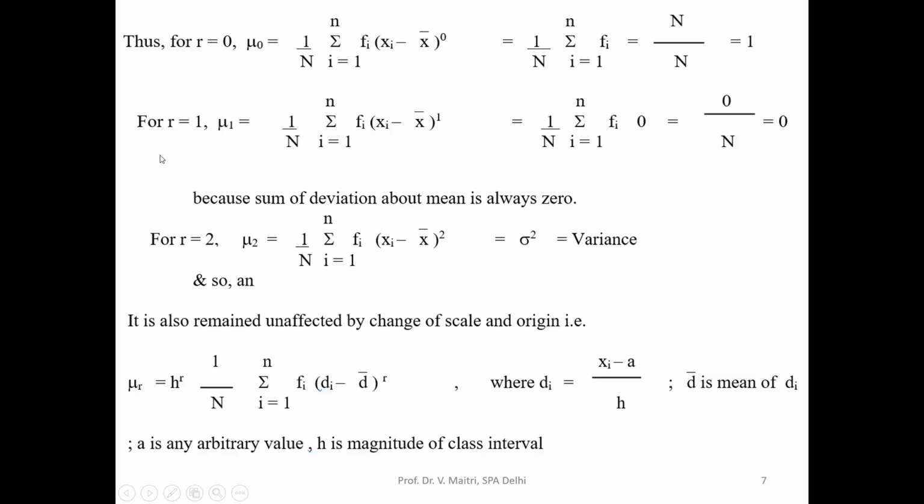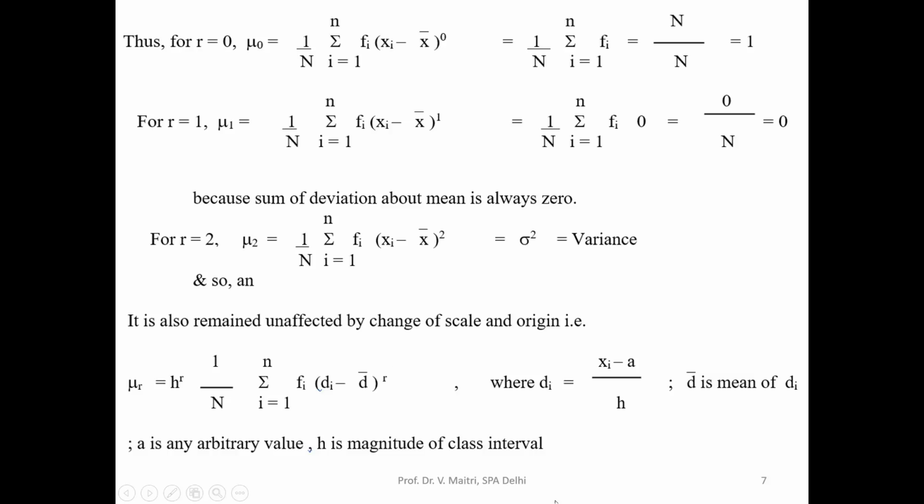Now for r equal to 1, mu 1. We know that the sum of deviations about the mean is always 0, the sum of x i minus x bar. So it is nothing but 0, and mu 1 is 0. Now for r equal to 2, mu 2 is 1 by N summation f i times (x i minus x bar) square, and this is nothing but the variance, sigma square.